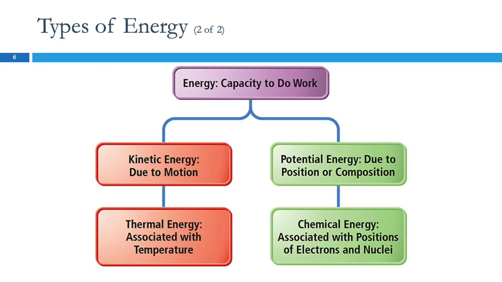So this is a summary of energy, the capacity to do work. There's kinetic energy due to motion. Thermal energy is a subtype of kinetic energy. Potential energy is due to position or composition. Chemical energy is a form of potential energy, and here we're looking at the positions of electrons and nuclei.